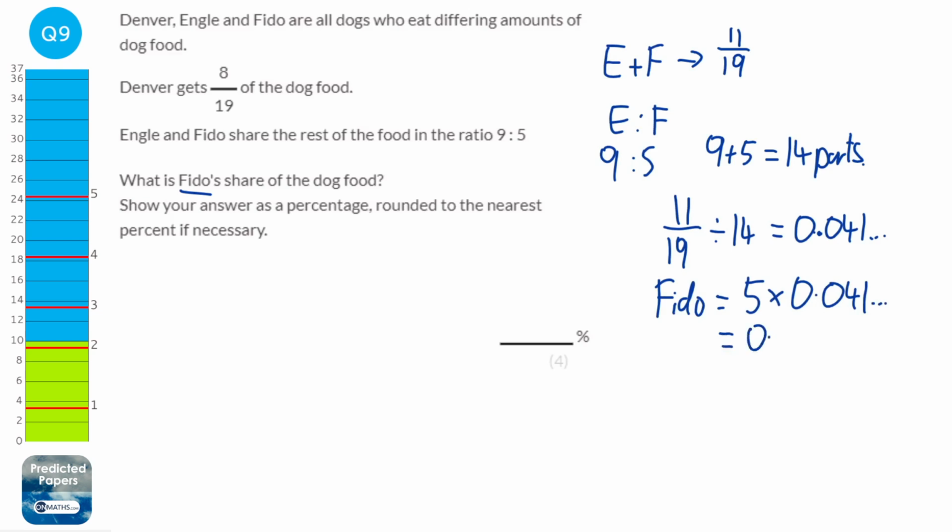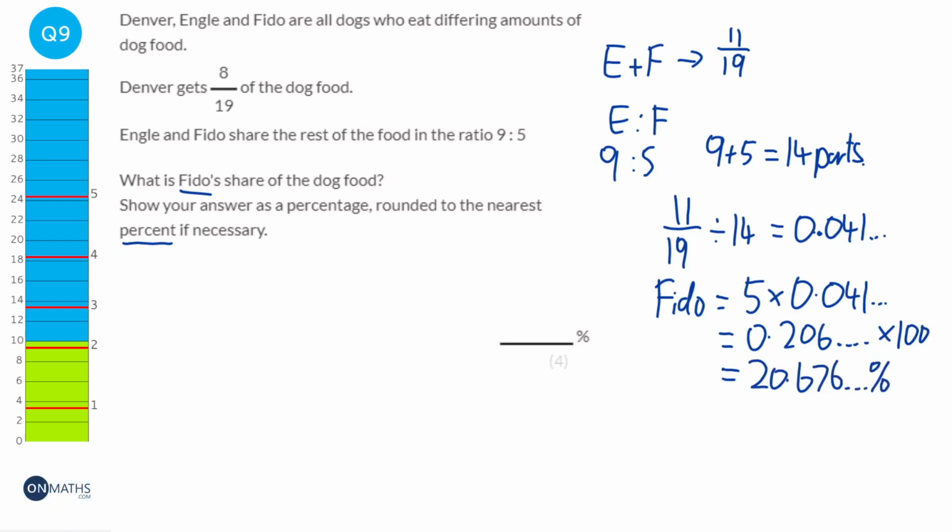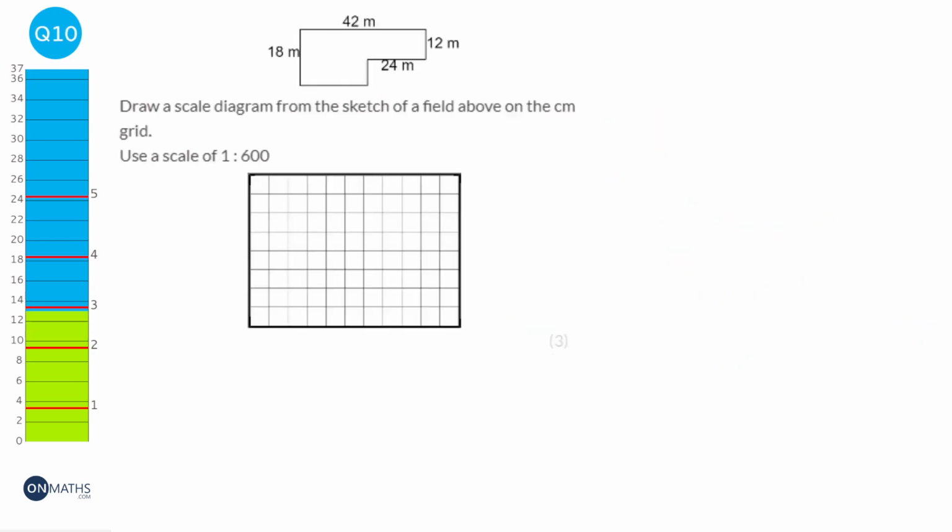And when I do that, I get 0.206 and so on. Now we're asked to work it out as a percent, so I'm just going to times that by 100. So we have 20.676 and so on percent, and it wants it rounded to the nearest percent, so that would be 20%. Or actually, it would be 21% because this would round it up. So 21%.